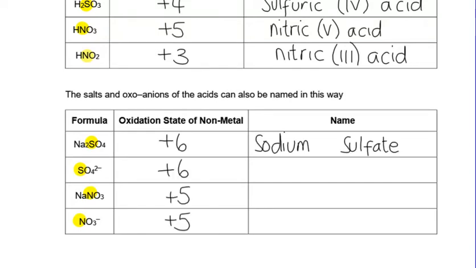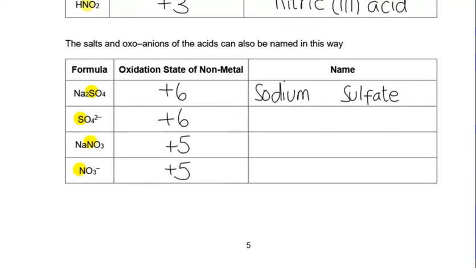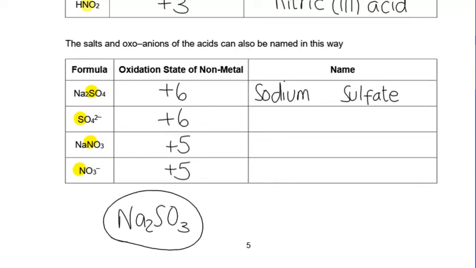So you should have got a +6 for the first one, and you would have normally just told me that's called sodium sulfate, and I would have understood what you meant. But we do need to also bear in mind that there could be 2 types of sodium sulfate. There could be another sodium sulfate that would look like this, Na2SO3. Now, how would I know if you just told me sodium sulfate which one?